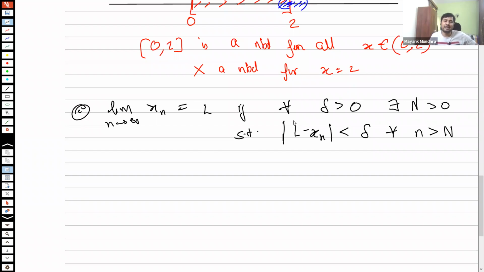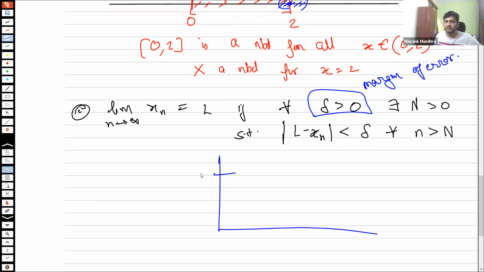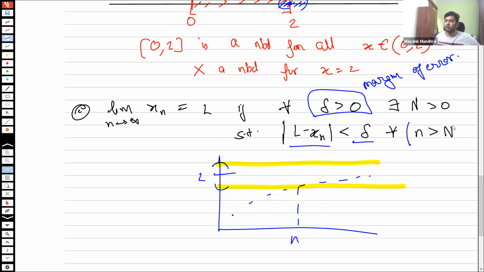So we used to say that you give me any margin of error around L. This was your margin of error. So what we used to do is we used to have this L thing and we used to say, give me a margin of error around L. And this was your sequence. We used to say that after some element N, all the points of this sequence are going to lie inside the margin of error. That was the definition, that mod L minus xn will be less than the margin of error for all elements coming after this capital N.